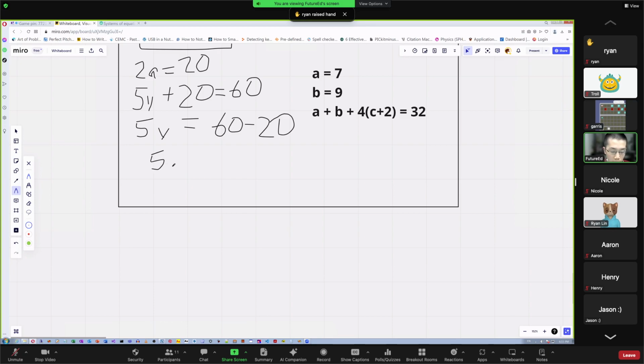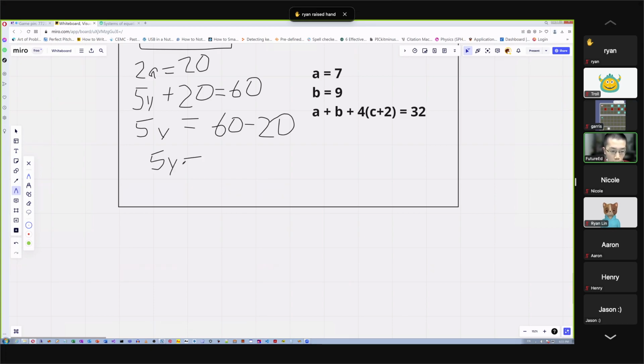So you said that 60 minus 20 was 40. So we have 5y is equal to 40. Where are we now? What do we do now? We need y equals 40 divided by 5. Exactly. We need to isolate y, right? So we have to divide by 5, because 40 divided by 5 is equal to y.